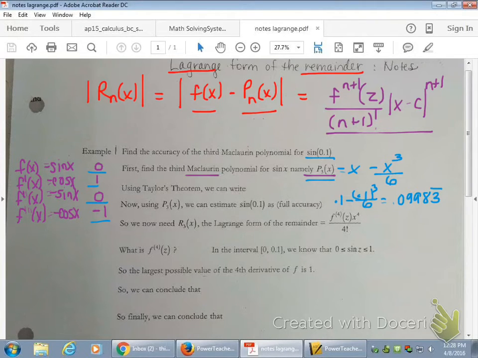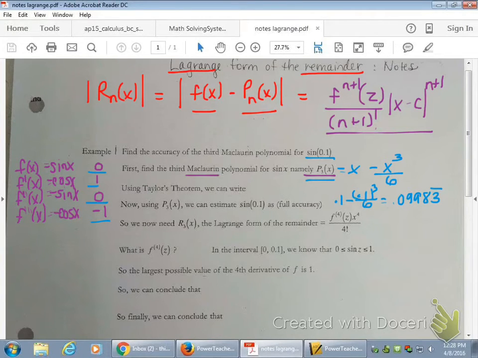So P3 of x is an estimation of sine of x. So if I plug in 0.1 into the P3 of x, it should give me something close to what sine of 0.1 really is. And the question is, well, how close really is 0.09983 repeating? I know that we could plug sine of 0.1 in the calculator, and we could look at that. But this particular whole process here with these polynomials is assuming that the calculator is not easily available to us.